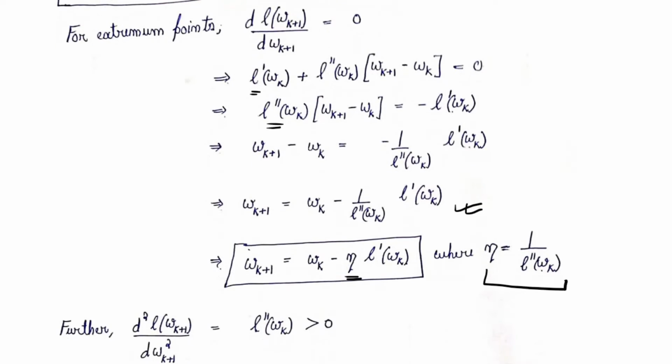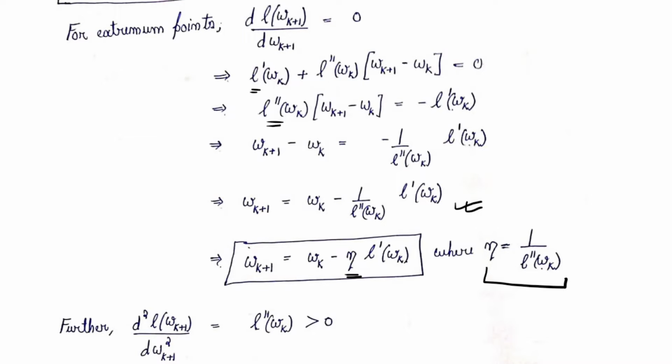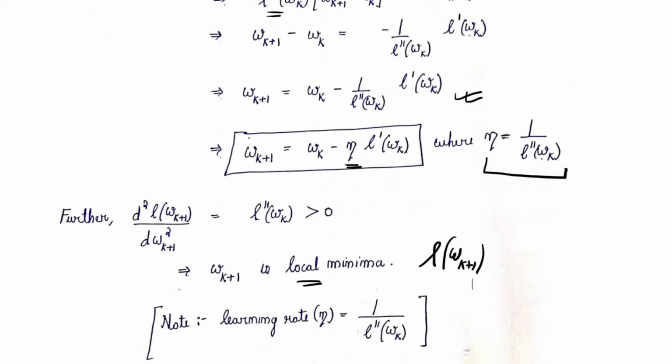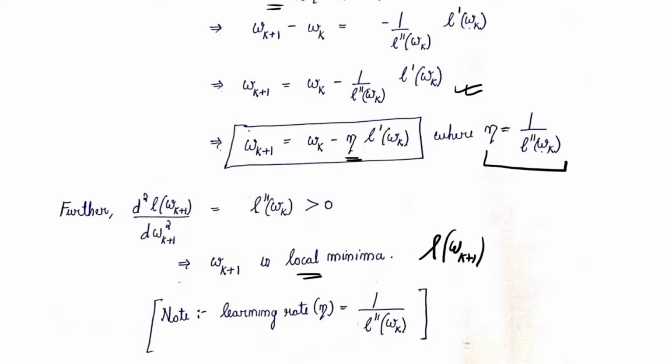Now we proceed further to calculate the double derivative, and we get the double derivative to be greater than 0. Now wk plus 1 is the local minima, and this is the local minima of the loss function which we have considered. Now also we were able to make an assumption that the value of learning rate is equal to 1 upon L double derivative of wk. All these things we were able to do in a scenario where we are dealing with only one variable.